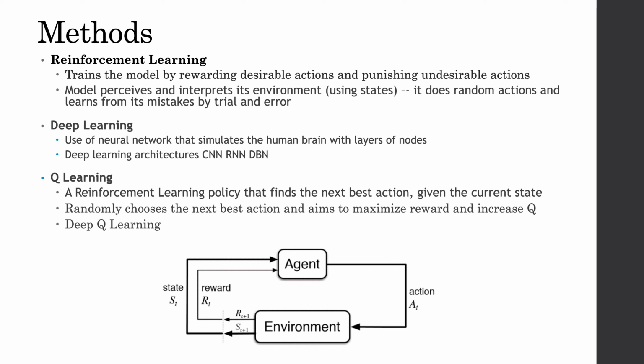Deep learning simulates the human brain with layers of nodes that are supposed to interact and behave like neurons. There are multiple deep learning architectures: CNN, RNN, and DBN, standing for convolutional neural networks, recurrent neural networks, and deep belief neural networks.